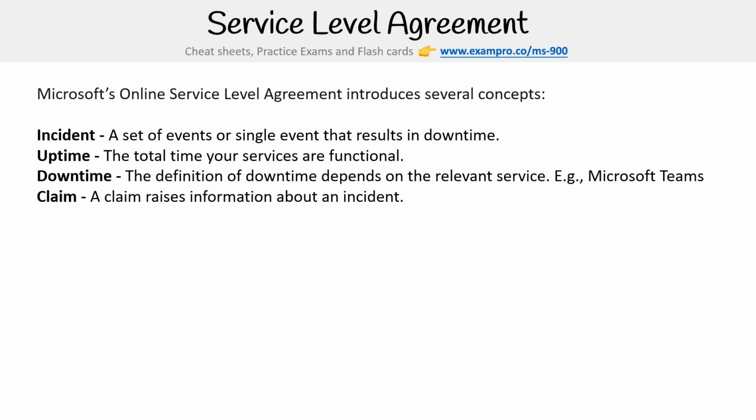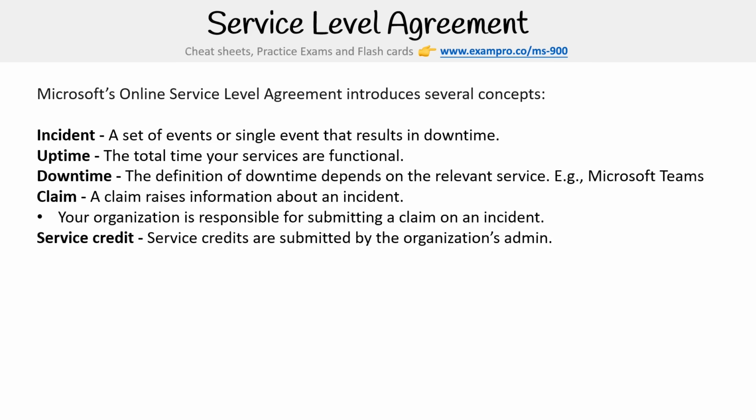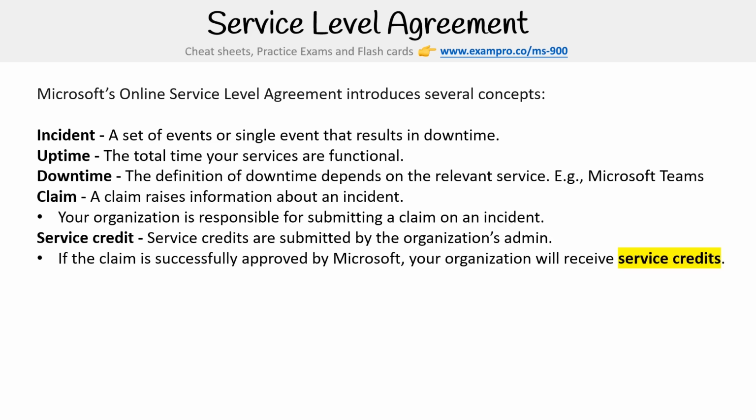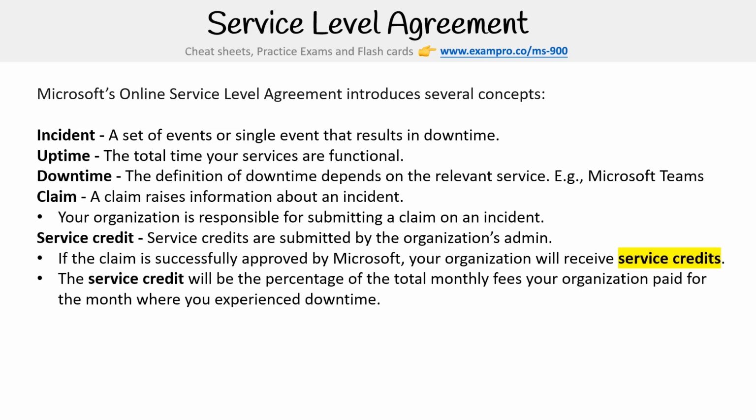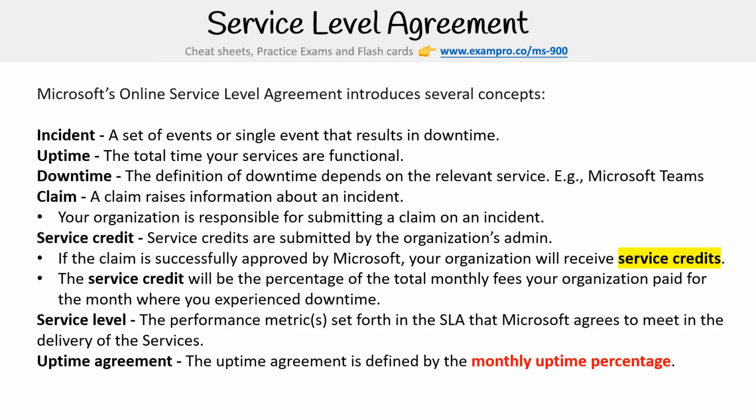Then we have claim. So a claim raises information about an incident, and your organization is responsible for submitting a claim on an incident. The next concept is an important one called service credit, and so service credits are submitted by the organization's admin. If the claim is successfully approved by Microsoft, your organization will receive service credits. The service credit will be the percentage of the total monthly fees your organization paid for the month where you experienced downtime. Then we have service level, and this is the performance metric set forth in the SLA that Microsoft agrees to meet in the delivery of the services. And the last concept is uptime agreement, and the uptime agreement is defined by the monthly uptime percentage, which we'll explain a bit more in the next slide.